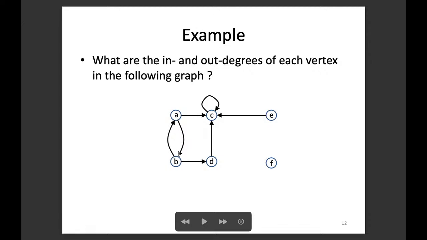B has in degree 1, out degree 2. D has in degree 1, out degree 1. How about C? C has 1, 2, 3, 4. In degree is equal to 4, and then 1 edge going out, so out degree 1. E has out degree 1, in degree 0. F has in and out degree both 0.